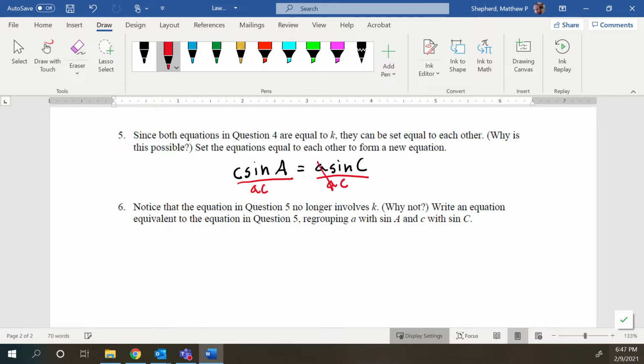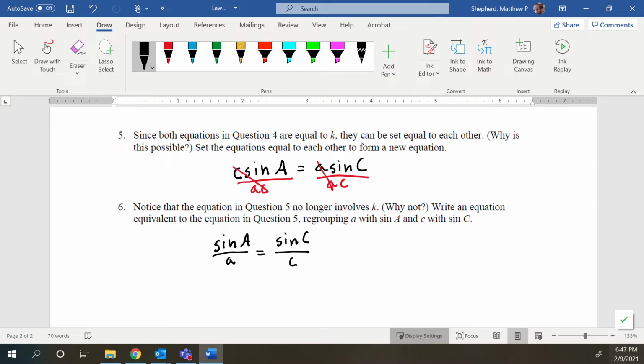On this side, the A's will eliminate. On this side, the C's will eliminate, which leaves me with the sine of A. Oops, went a little ski-wampus there. The sine of A over A is equal to the sine of C over C. And this is what we would call the law of sines.